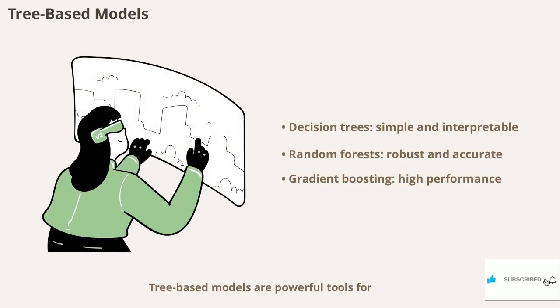Tree-based models are powerful tools for capturing complex relationships in your data. Decision trees are simple and interpretable, while random forests combine multiple trees for robustness and reduced overfitting. Gradient boosting offers high performance by sequentially improving weak learners. These models are especially effective for nonlinear data and are widely used in industry.